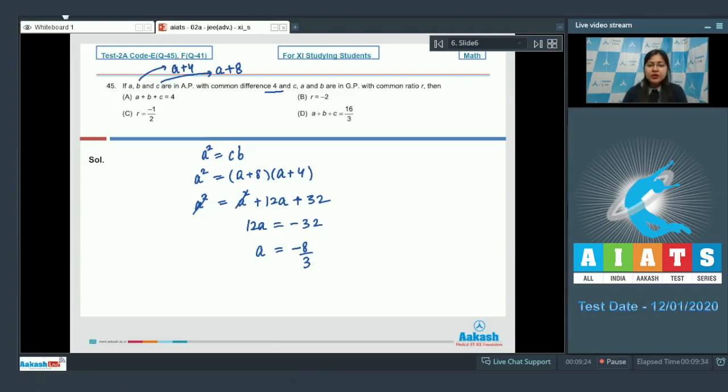Now from here let us find R. Now common ratio R is equal to A upon C, that is equal to minus 8 by 3 divided by C. C is A plus 8, that is 8 minus 8 by 3. This is equal to minus 8 divided by 24 minus 8, that is minus 8 divided by 16, that is equal to minus 1 by 2. So option number C is correct and B is incorrect.